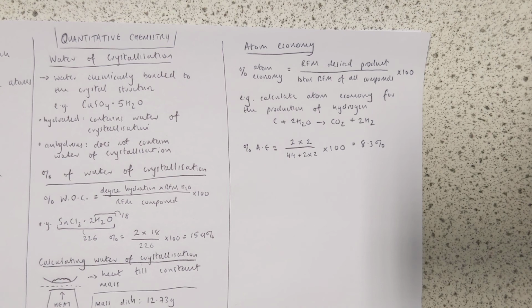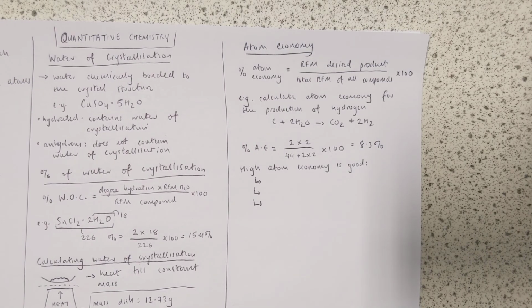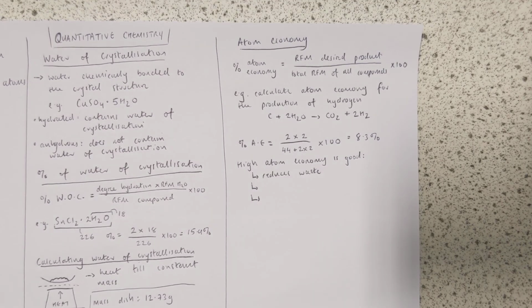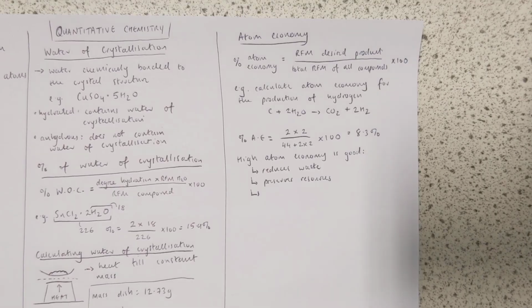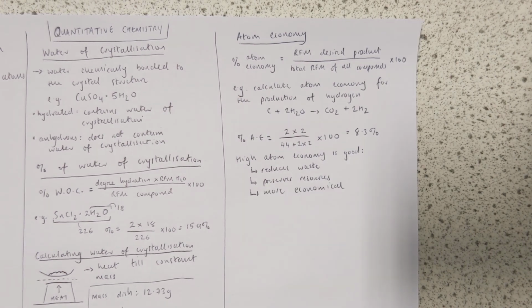8.3% is quite a low atom economy. It is good if your atom economy is high for your reaction. There are 3 main reasons why a high atom economy is good. The first thing is that it reduces the amount of waste produced over the course of your reaction. The second thing is that because you're producing less waste, you're preserving as much of the Earth's resources as possible so that they'll last for longer. And lastly, if you were doing this in a factory, a high atom economy is a more economical process because you're wasting less material. It's more cost effective as a process.